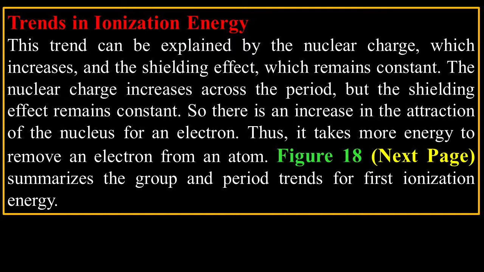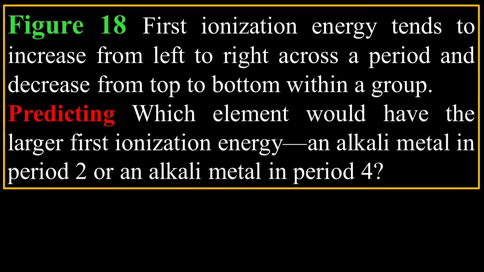Figure 18 on the next page summarizes the group and period trends for first ionization energy. So, you need to know the vertical trend and the horizontal trend. And the horizontal trend is not as easy as it sounds. There are some exceptions to the rule that they just gave. Figure 18: first ionization energy tends to increase from left to right across the period and decrease from top to bottom within a group. It's a little bit more complicated than that, but fair enough.